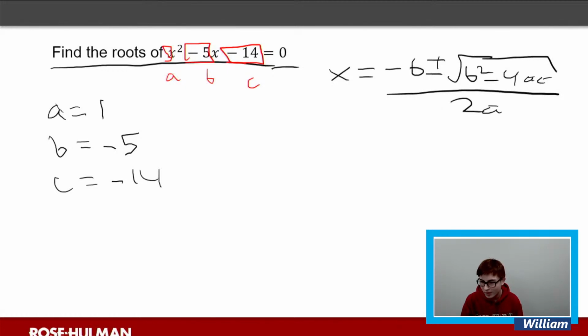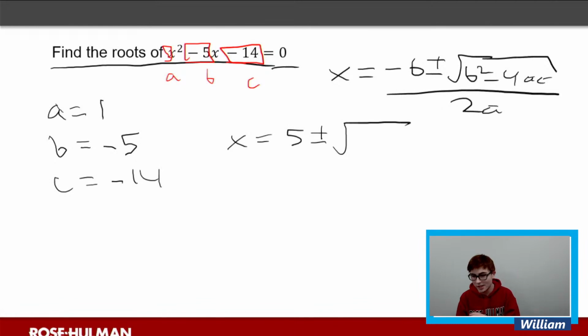So I'm going to write x equals negative b, so negative negative 5 is just positive 5, plus or minus the square root of b squared. Now, negative 5 squared is negative 5 times negative 5, so it works out to be positive because it's a negative times a negative. So we've got positive 25 minus 4 times a, which is 1, times c, which is negative 14.